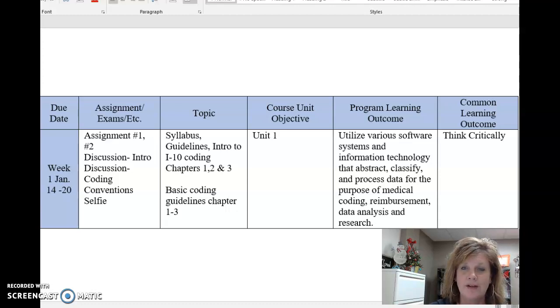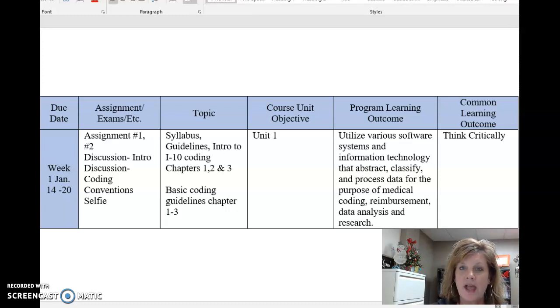Welcome to week one of Intro to ICD-10 Coding. A couple of different things we're going to talk about. We're going to talk about books. You will have the ICD-10 CM and ICD-10 PCS Coding Handbook Without Answers, 2020. This is the book that you will have to take a selfie with and submit.